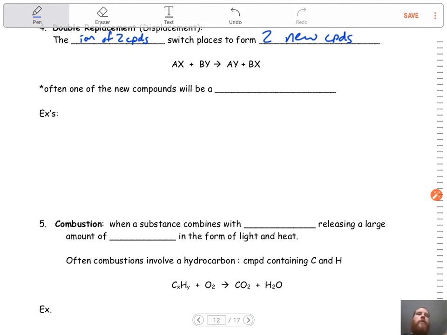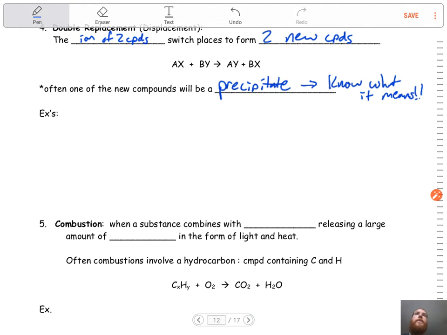A lot of times when you have a double replacement reaction, one of the new compounds is going to be a precipitate. If you do not know or remember what that term means, go right now, look it up, and write the definition right here. You have to know what precipitate means. All right, so know what it means.